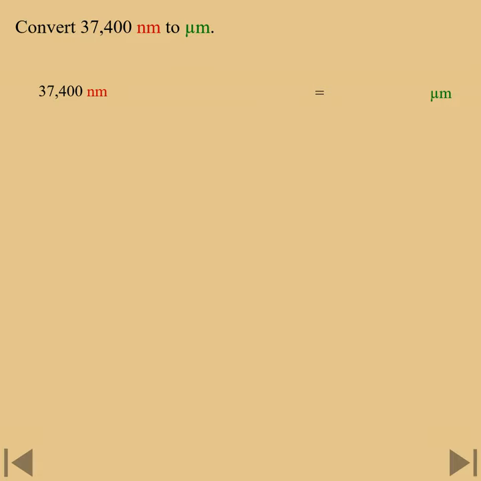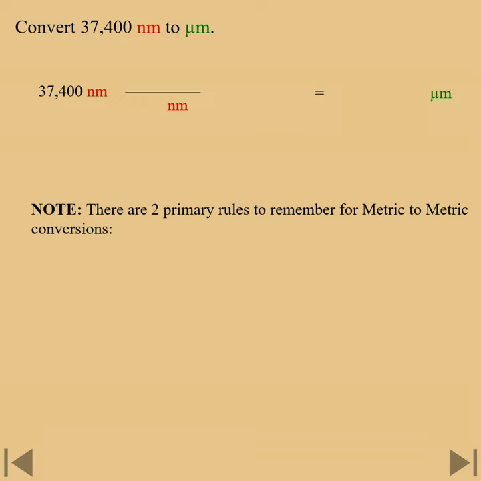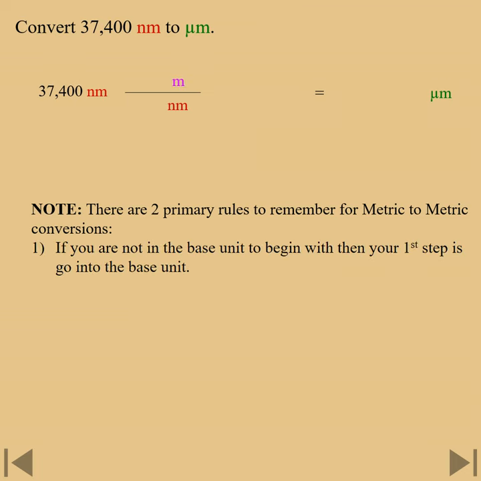And here comes the beginning of step 3, nice and easy. Now comes the big question. Can we go straight from nanometers to micrometers? No, we have to go through the base unit, so into meters. Why? Because everybody relates to meters, so we're guaranteed we can get into meters, and we're guaranteed we can get out of meters.